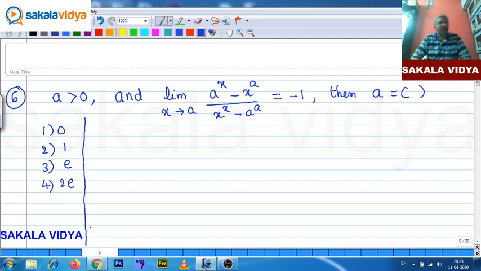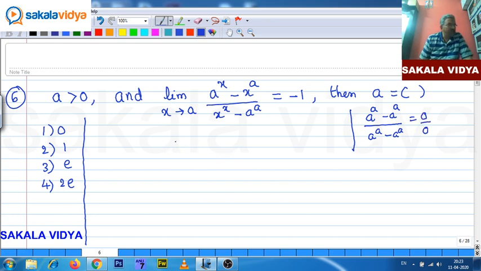So in order to solve this problem, we need to recall the derivative of a power x, derivative of x power n, and derivative of x to the power of x. Now if you substitute the limit x for a, you get a to the power of a minus a to the power of a upon a to the power of a minus a to the power of a, which is in the form of 0 by 0, that is an indeterminate form.